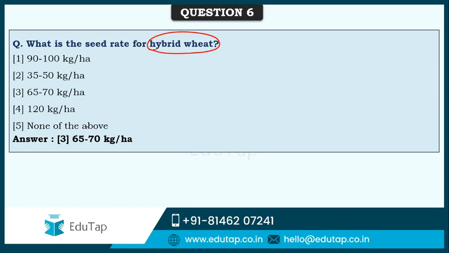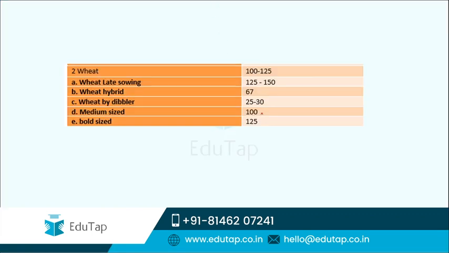For this, the correct answer is 65 to 70 kg per hectare. It's not 90 to 100. 90 to 100 would be medium sized, and bold sized is 125 kgs. Wheat, if the farmer is sowing with the help of a dibbler, then it would be 25 to 30 kgs. Hybrid is 65 to 70 in the range. Wheat late sowing, if the farmer is going for late sowing of wheat, 125 to 100. If general is asking, 100 to 125.